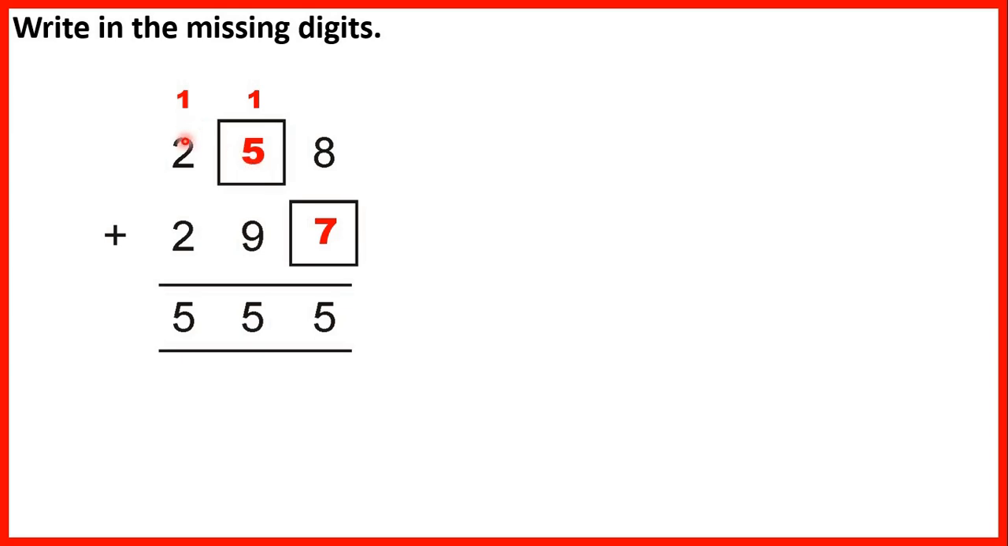And then when we go to our hundreds column, we have 1 plus 2 plus 2. So that's why we have 5 as the hundreds digit of our answer.